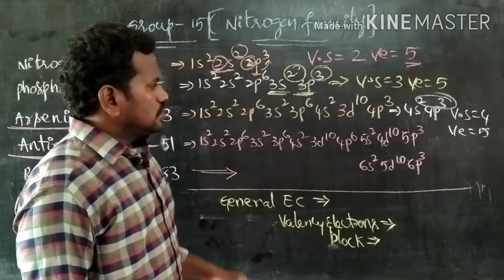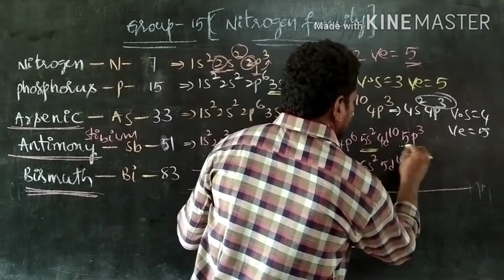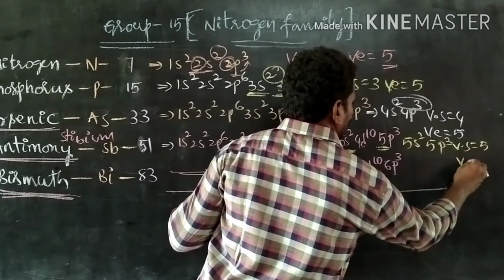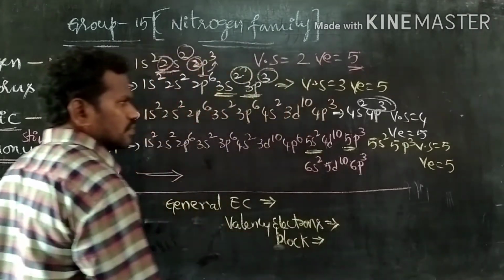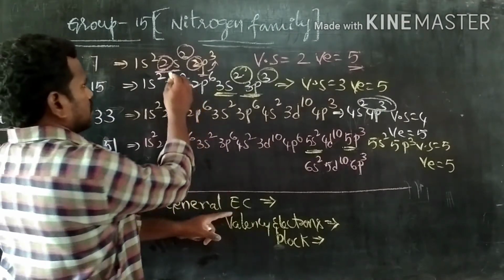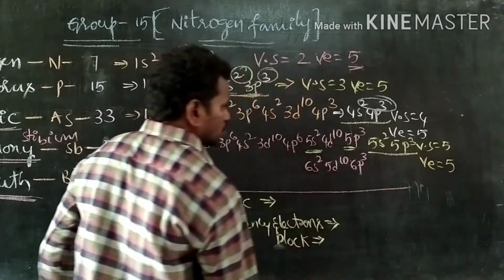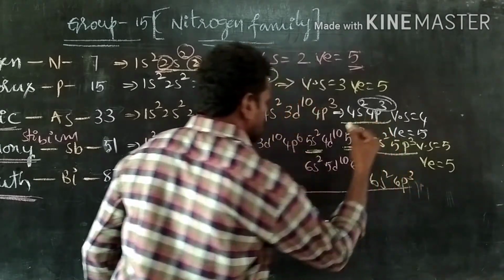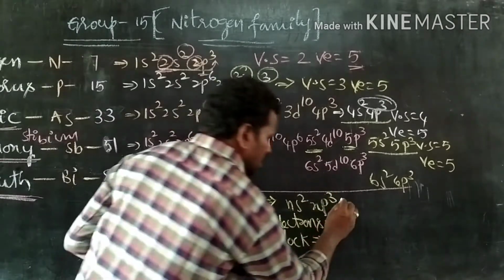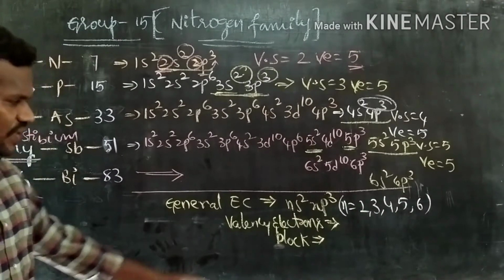In the case of stibium Sb with atomic number 51, by rearranging we get 5s2, 5p3. So here the valency shell is 5 and the valency electrons are also 5. From this explanation we can understand the general electronic configuration: 2s2, 2p3, 3s2, 3p3, 4s2, 4p3, 5s2, 5p3, 6s2, 6p3. So generally it can be represented as ns2, np3, where n takes the values 2, 3, 4, 5, 6.